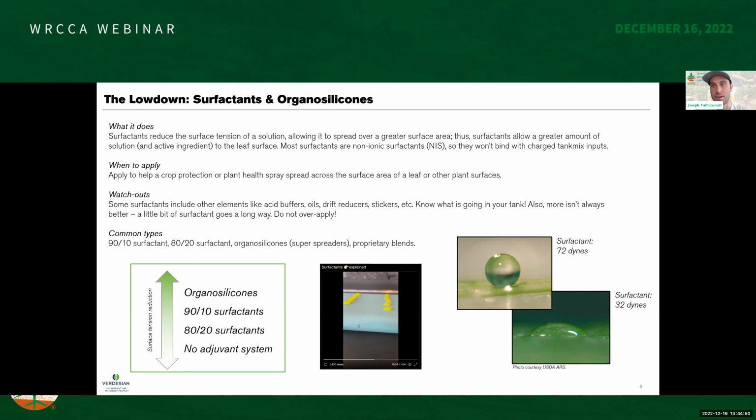Same with 80-20 there. Okay, so that is a rundown on surfactant systems. Think about your conditions out there, what type of chemistry, what market it's for, and what's in the tank. That's really what you need to evaluate. How do I want this spray droplet to behave?